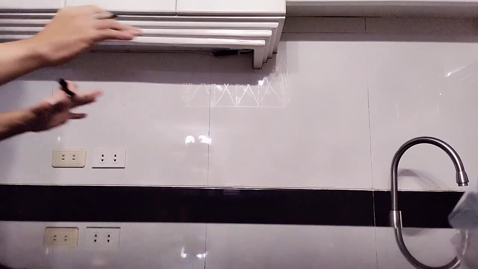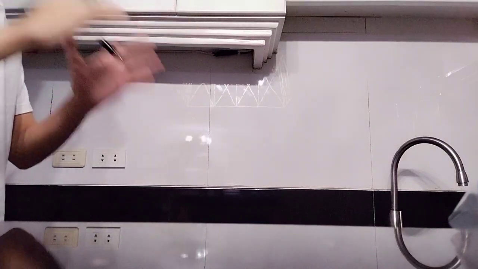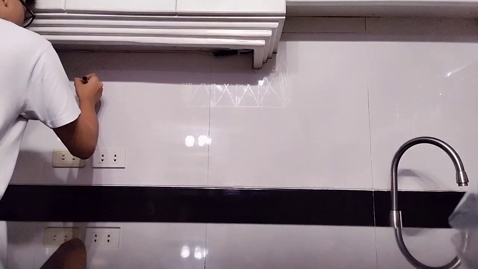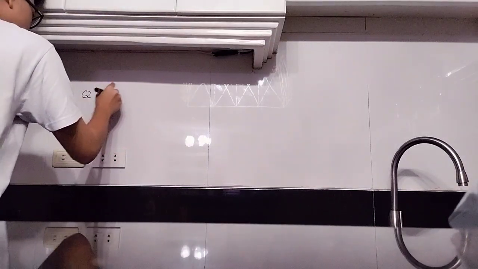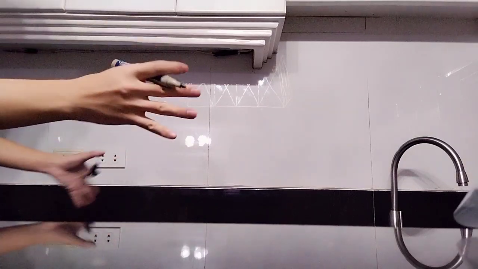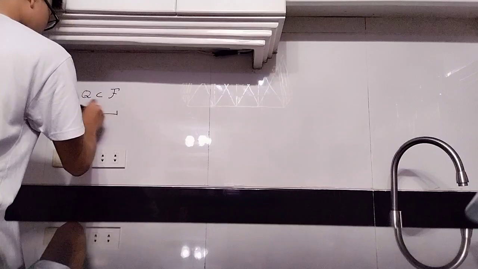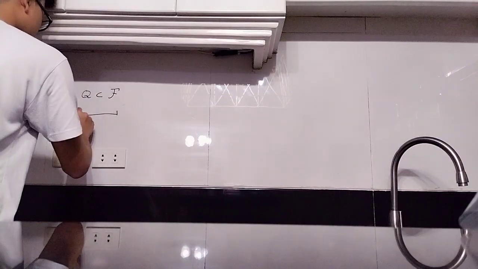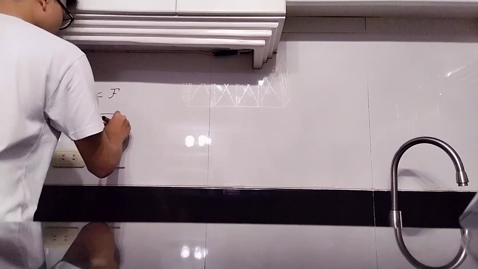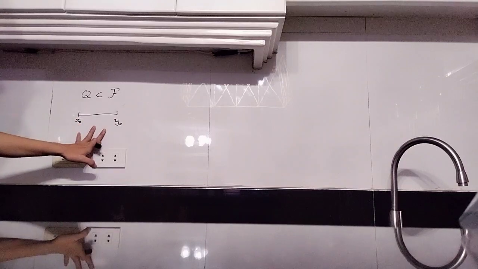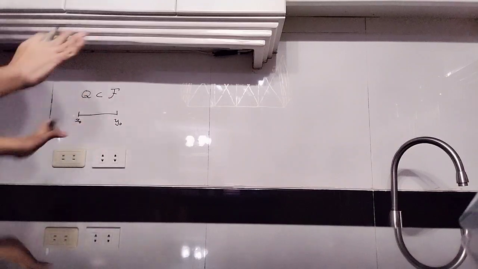So now, let's consider the simplest case. I have a line of points, a line of femboys. So I have Q, of course, inside F. But it's just strictly a line of points, with a base femboy X naught, and then a last femboy, Y naught. But this doesn't imply that this has the order topology.